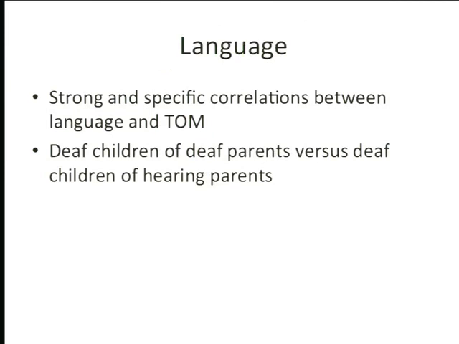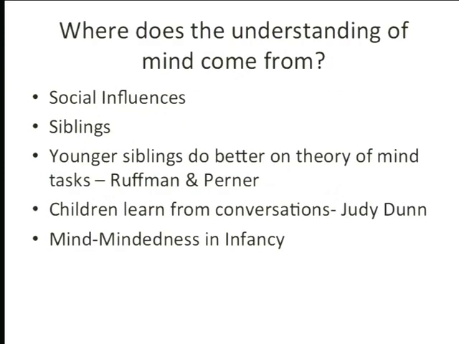So one thing seems to be sibling position. Another thing seems to be that children are learning from the conversations that they're hearing around them. And this is work that Judy Dunn did. She looked at the difference between younger siblings and older siblings, but she also looked more generally and recorded the conversations that families just had around the dinner table. And it turns out that different families differ in how much they talk about mental states.